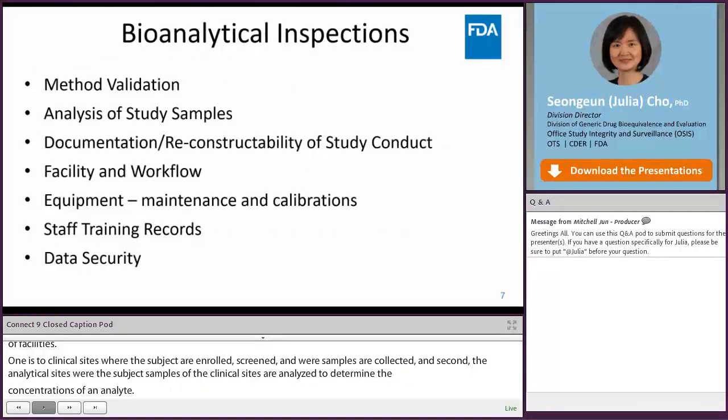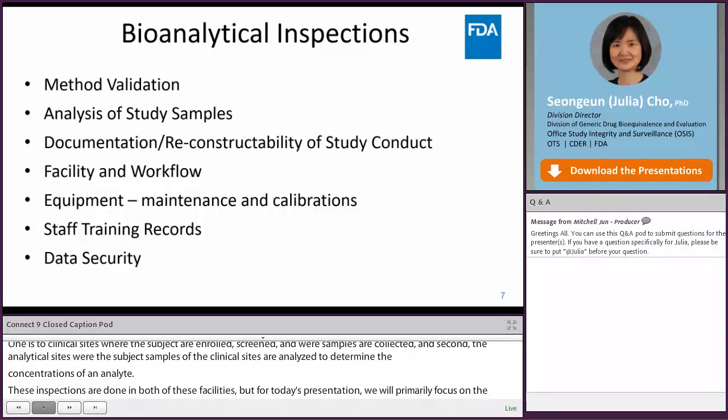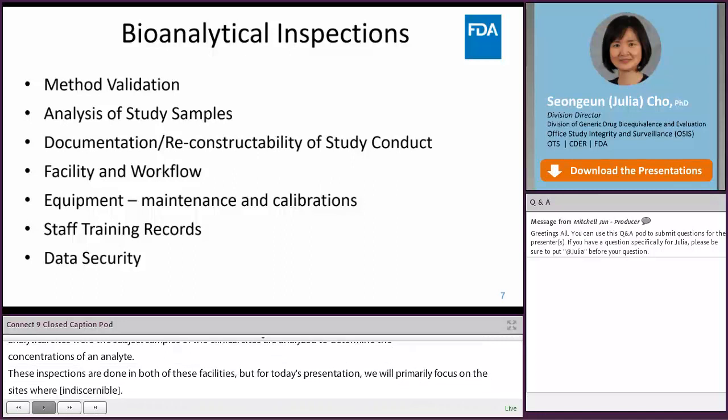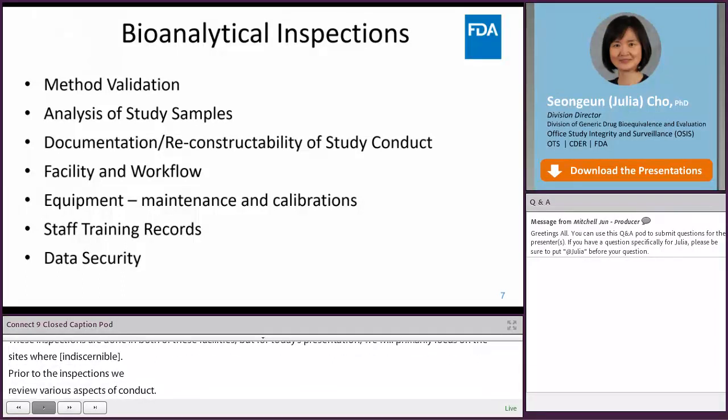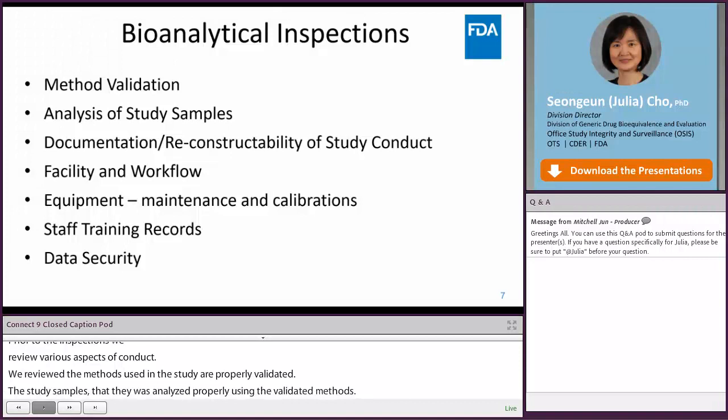So during bioanalytical inspection, we review various aspects of study conduct. We review if the methods used in the study are properly validated, and the study samples were analyzed properly using those validated methods. We do this by verifying if there is complete and contemporaneous documentation for study activities, and if the study can be reconstructed based on those documentations. And we are going to talk more about these aspects in a few minutes.